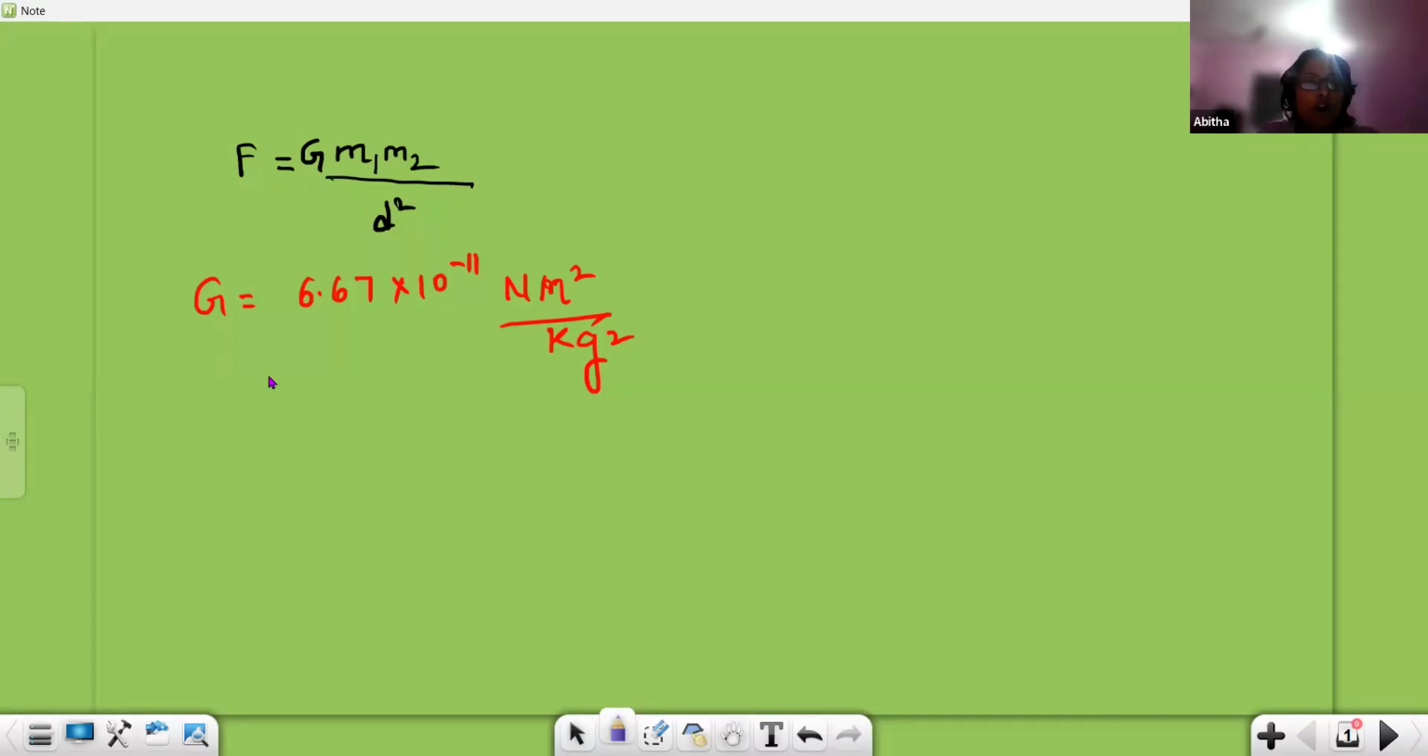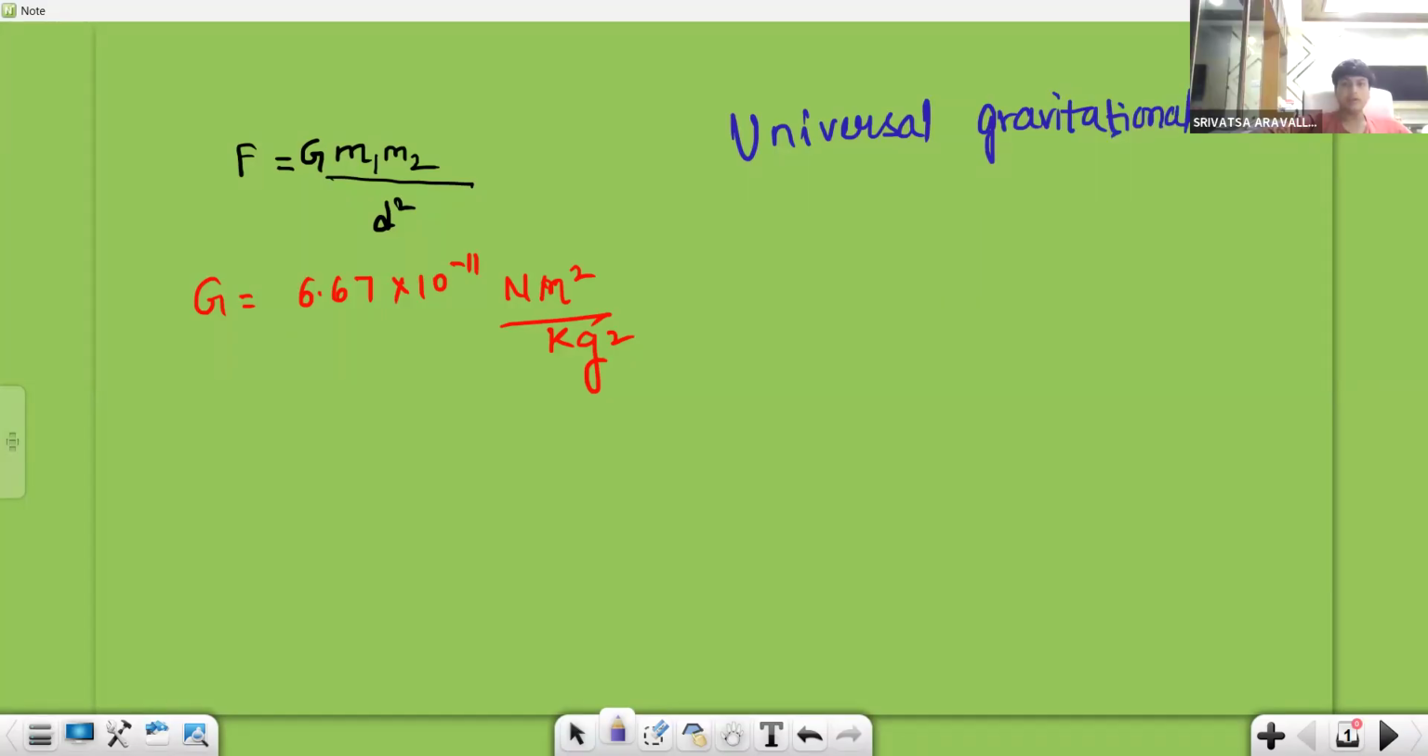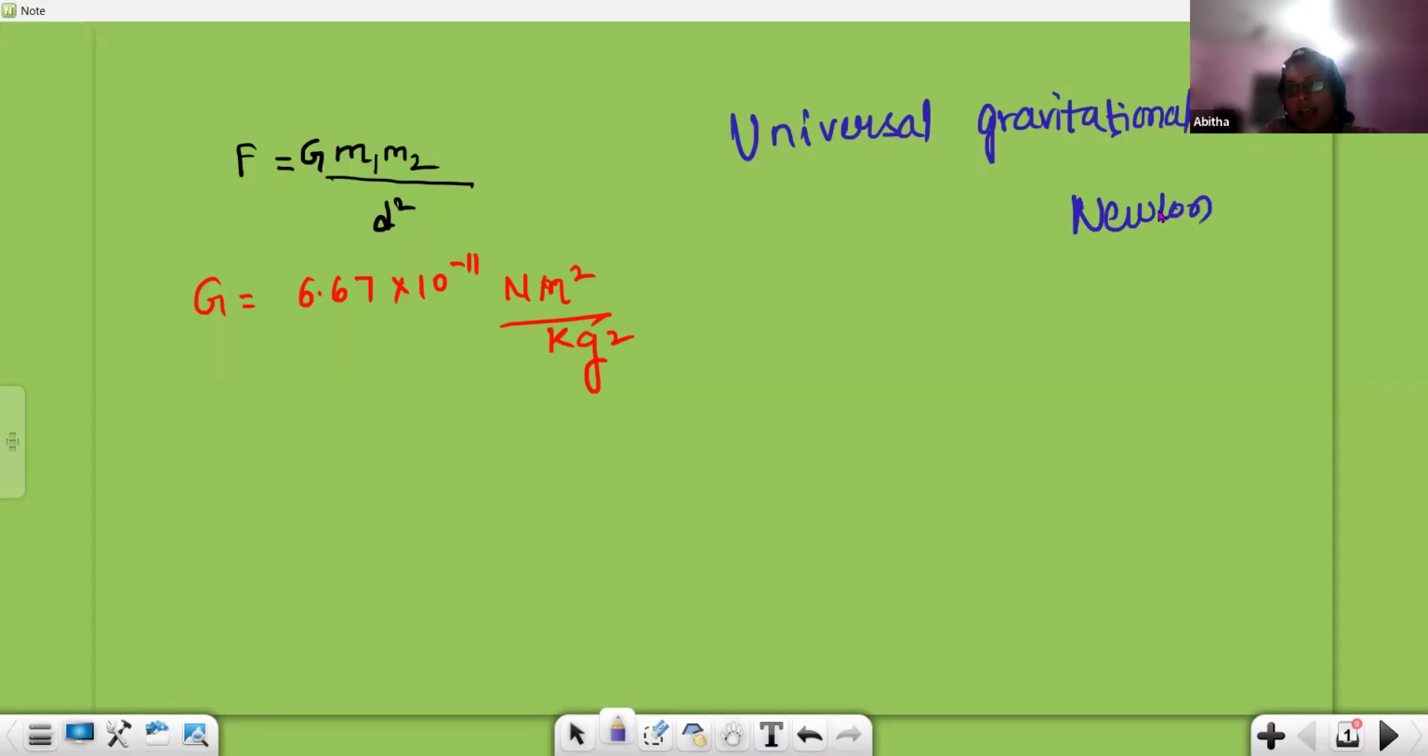Okay, so the value of G, and we have seen the universal law of gravitation, which was proposed by which scientist? Newton. Yeah, it is proposed by Newton. And the next point is G. What is G here? G is the universal gravitational constant, 6.67 into 10 power minus 11, and this value was found out by the scientist Cavendish. Who was the scientist who discovered the value of G? He is Cavendish. Clear?